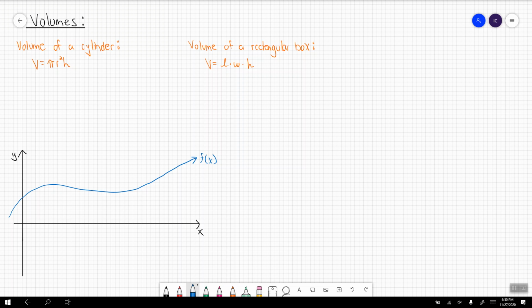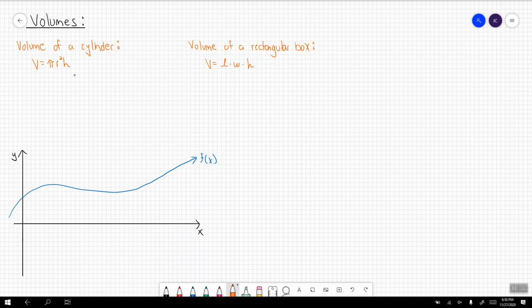Now there are a few volumes that we've already dealt with back from a geometry standpoint, and we're going to elaborate a little bit more with those volumes in this section. And two of the volumes that stand out, one of them is the volume of a cylinder, and this is going to be for a right circular cylinder.